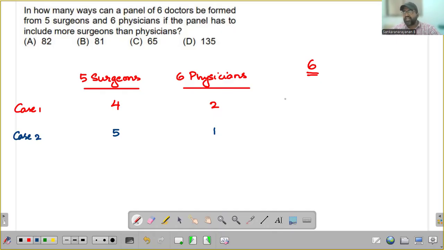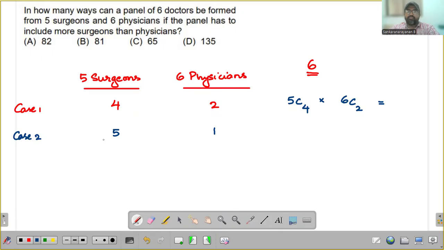So in how many ways can case 1 happen? It's all about selection here. From 5 surgeons, you have to select 4. The number of ways you can do it is 5C4. Combination, it's all about selection. From 5, you have to select 4, means 5C4. 6 physicians are there, you have to select 2. The number of ways you can do it is 6C2. The process is complete only when you select these 4 surgeons and 2 physicians. So the number of ways case 1 can be handled is 5C4 into 6C2. We can calculate the value.